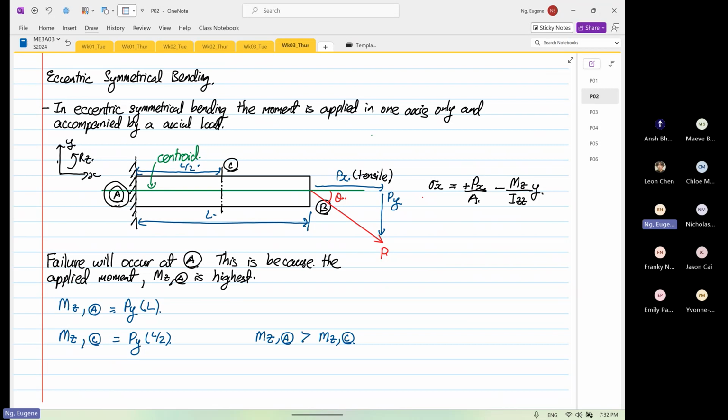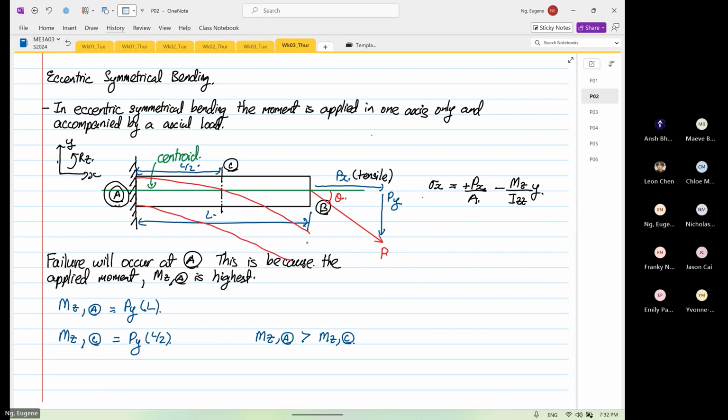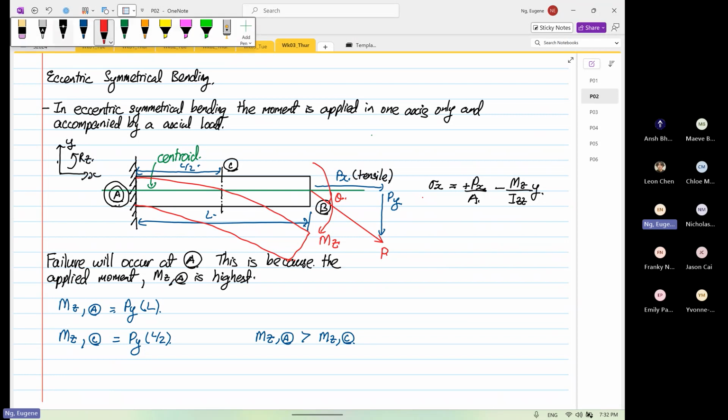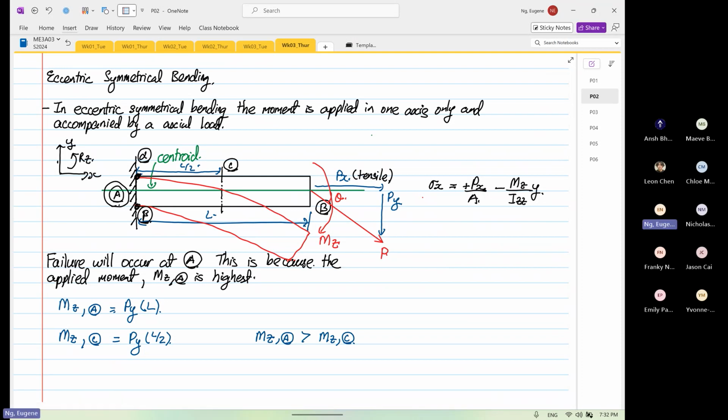Okay. So when this is the case, because of how Py is pulling down, if we were to sketch the deformation pattern, it will look like this due to Py. Okay, so for the deformation to look like this, we know that our moment about Z is in this direction. And then if I call the top point alpha and the bottom point beta, right?